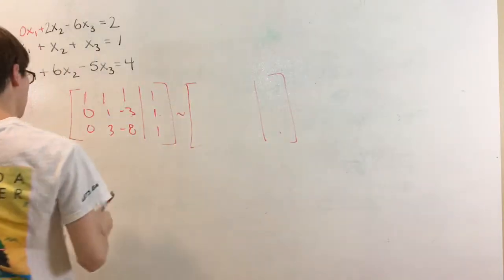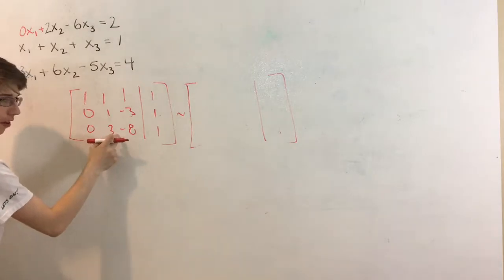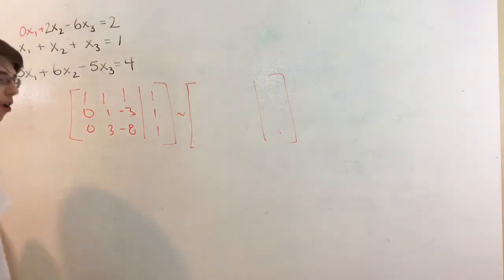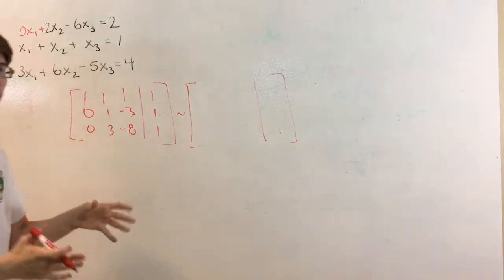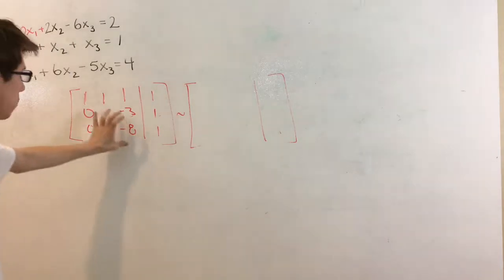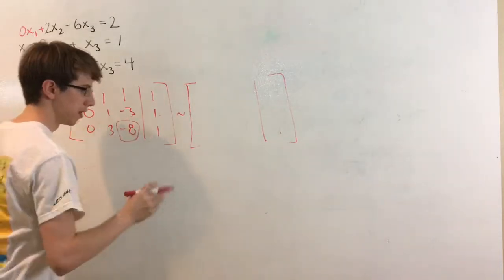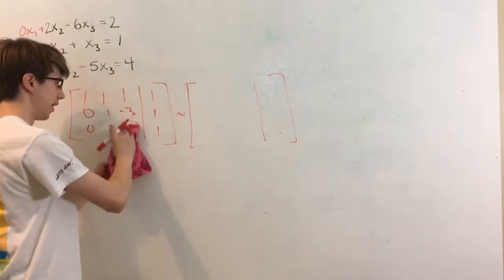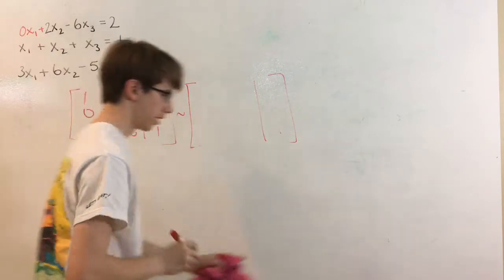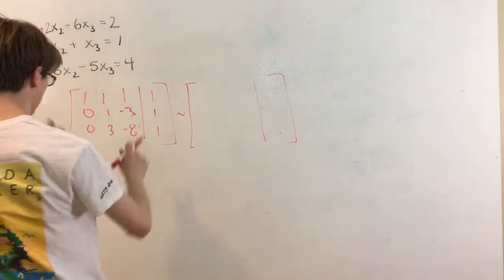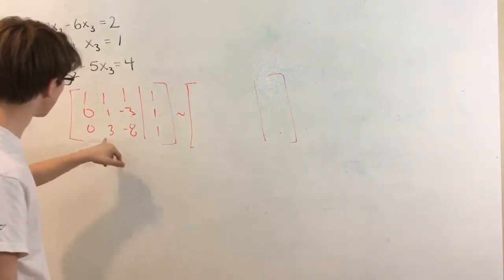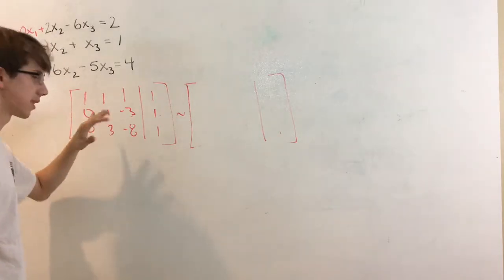So the next thing we want to do is we want to get rid of this value, this 3, right here. We want this to be the leading term, meaning that everything before that in the row has to be a 0. Okay? We want this position right here to be the first non-zero term in this row. Alright, so we'll do that first. So we can do 1 times row 3 plus -3 times row 2.